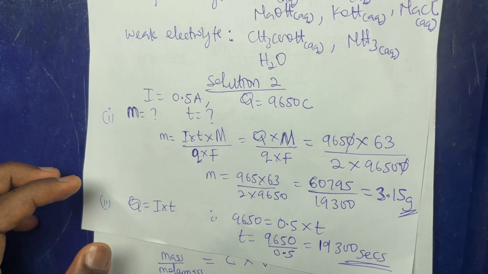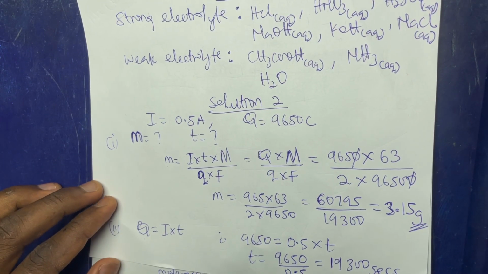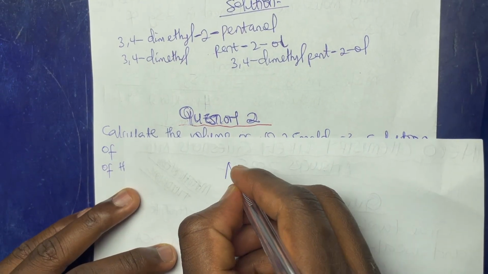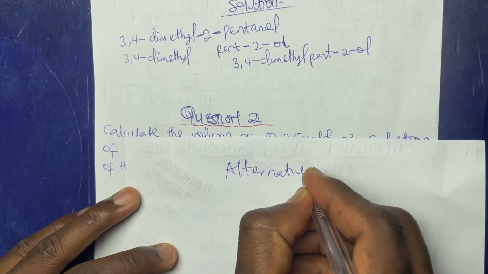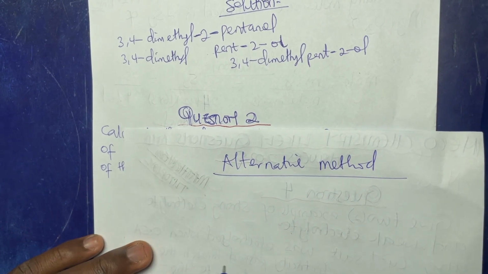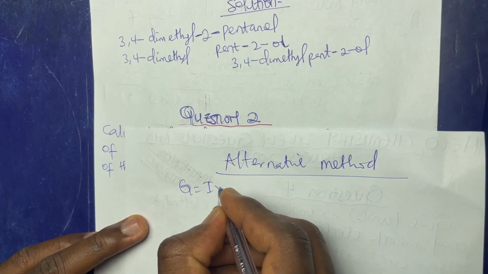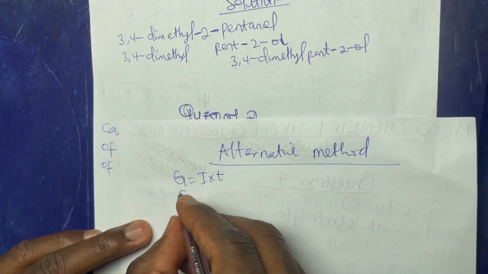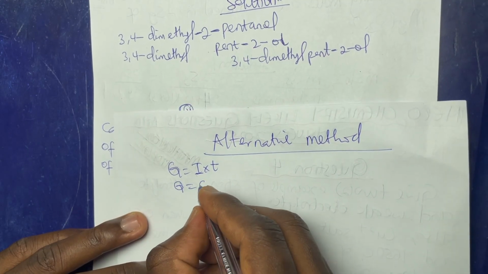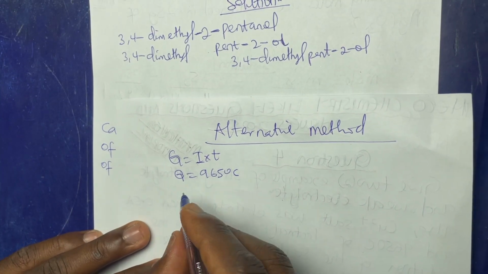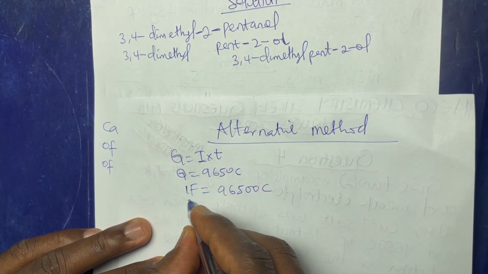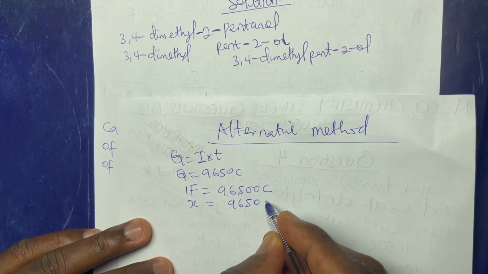Now I've done that, but alternatively, let me use another method to solve this question number 1. So looking at the alternative method, from here Q equals IT. I already know my Q, so I don't need to go through the stress of using this I. My Q is 9650 coulomb, right? And I know that 1 Faraday equals 96500 coulomb. So how many Faraday will give me 9650 coulomb?